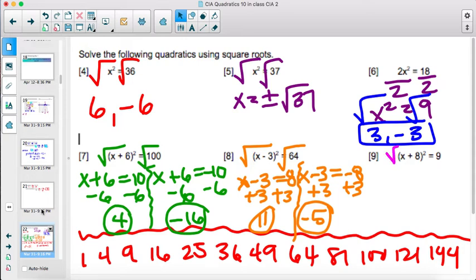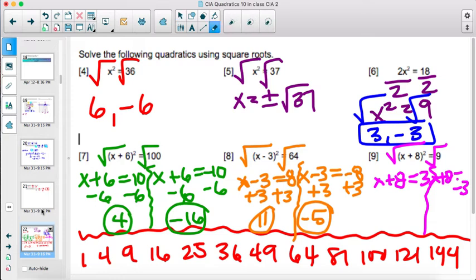Same process, square root. I write the equation out twice, so x plus 8 equals, x plus 8 equals. All right, the square root of 9 is 3 or -3. Sorry, I'm running out of space on that side. Let me rewrite that. I'm just going to write it up and down. So x plus 8 could equal 3, or x plus 8 could equal -3.